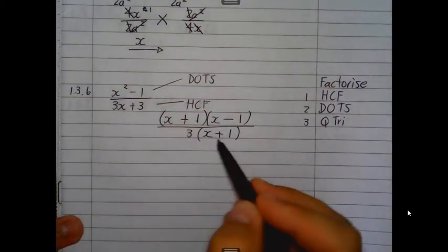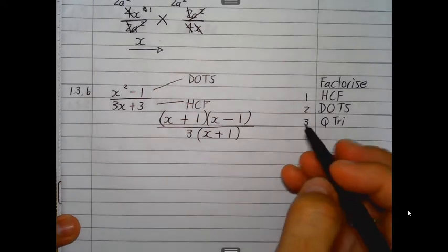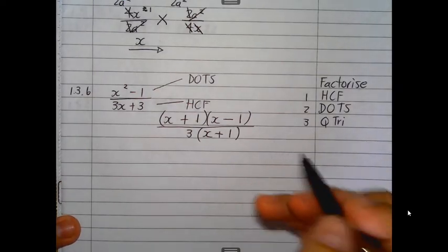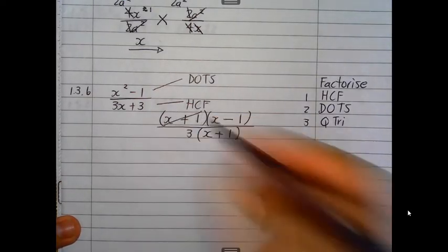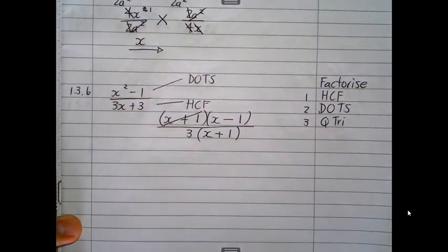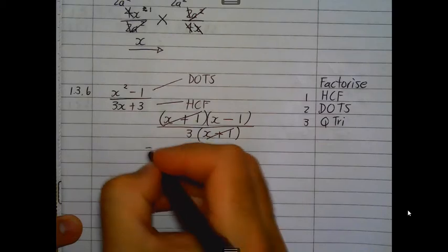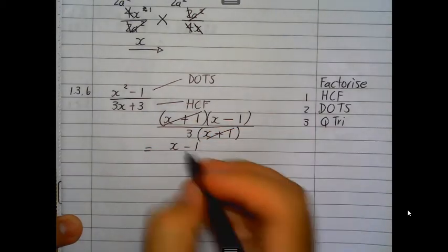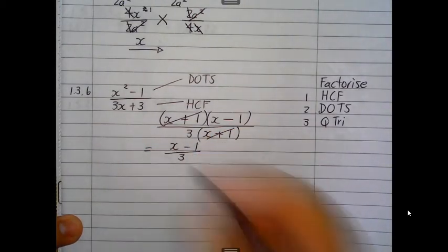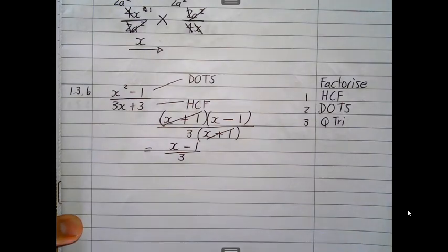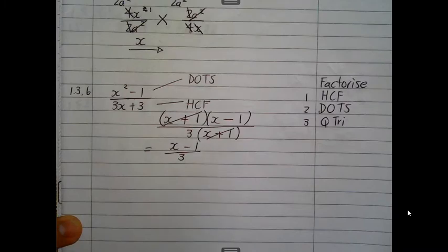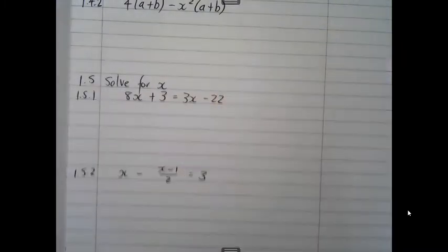That looks a little bit more confusing, but watch what we are now going to do. We are going to be able to cancel. So this bracket of x plus 1 is going to cancel with the x plus 1 bracket over there. We now have got what? X minus 1 at the numerator over 3 at the denominator. And that is our final answer. We can't go any further. We are done. Right. Moving on to question 1.4.